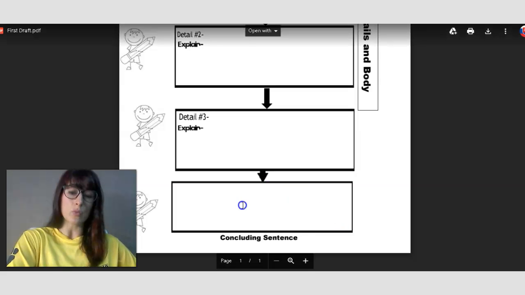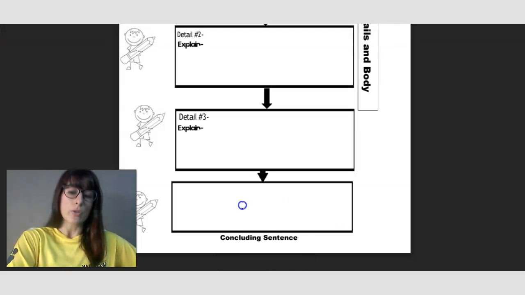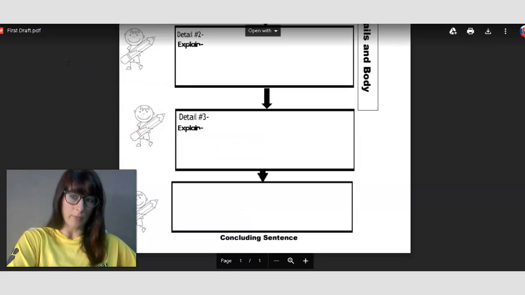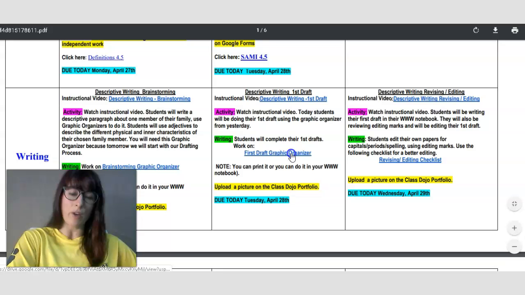Remember, this sentence wraps it all up, okay? So that's what you have to do, writing a draft. Okay, this is step number 2 of our writing process.